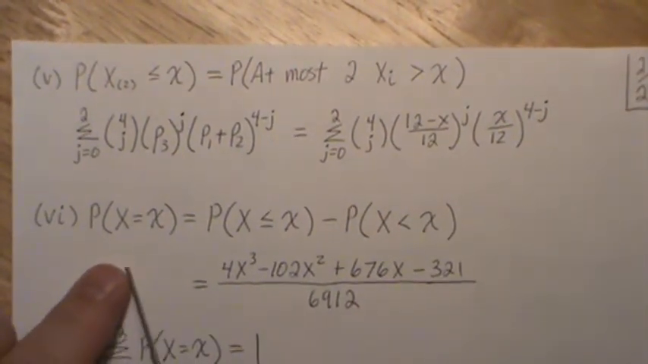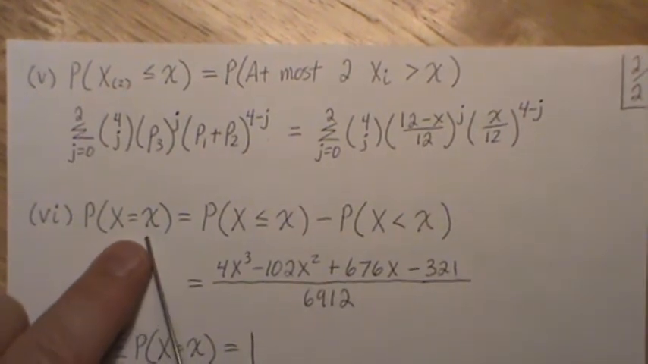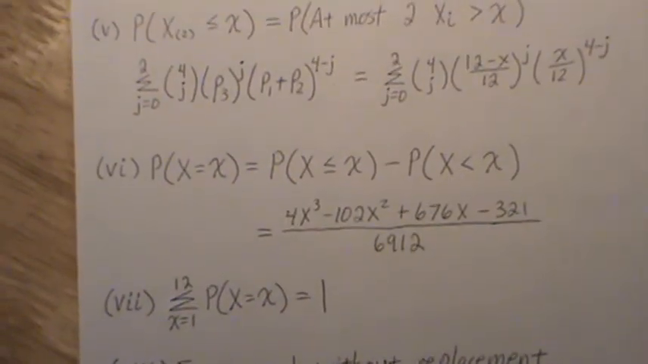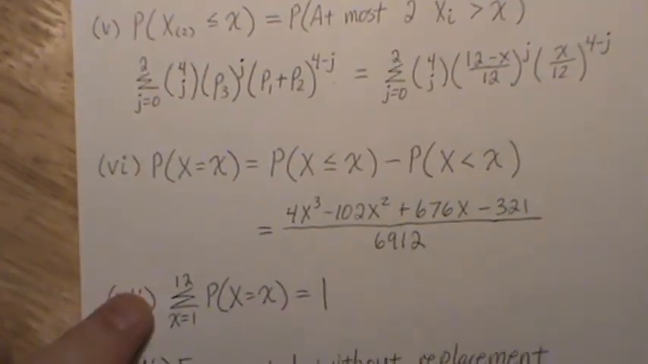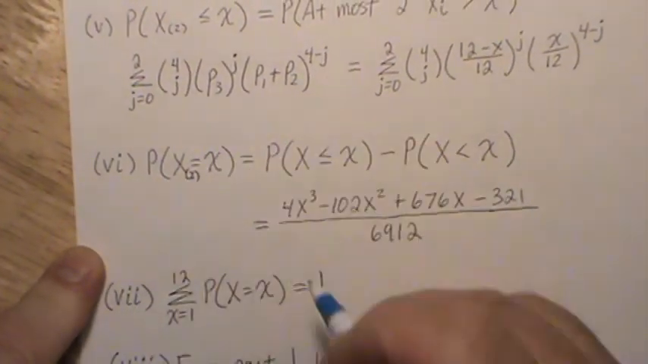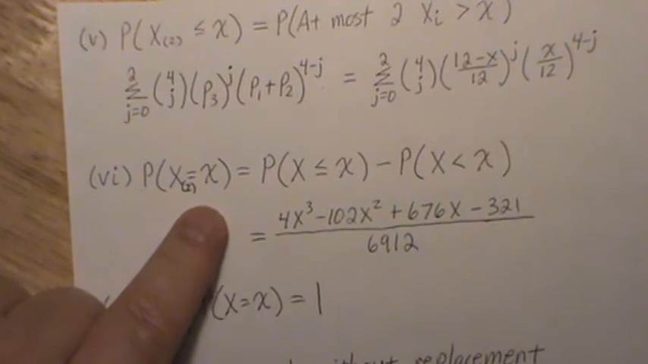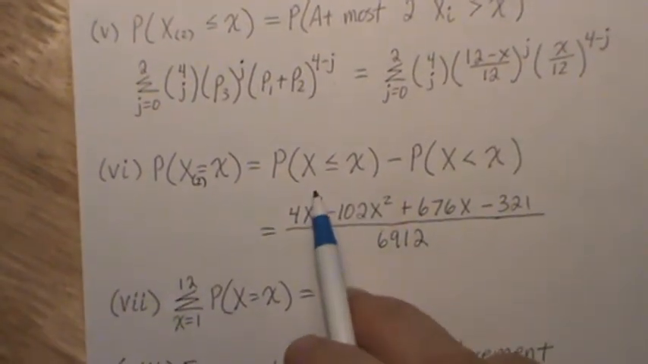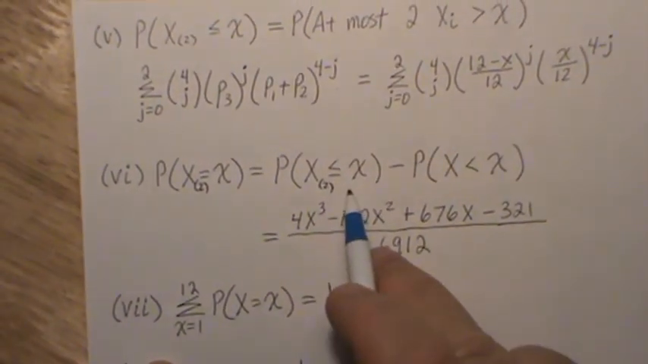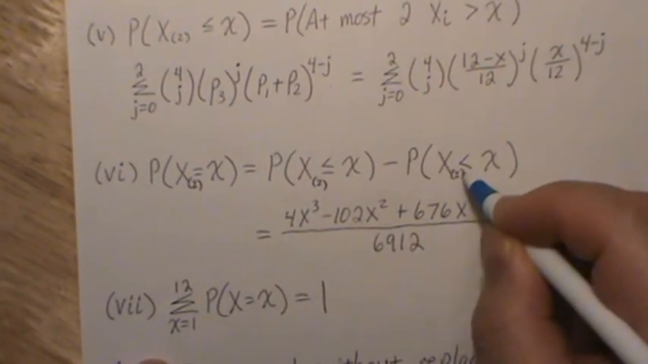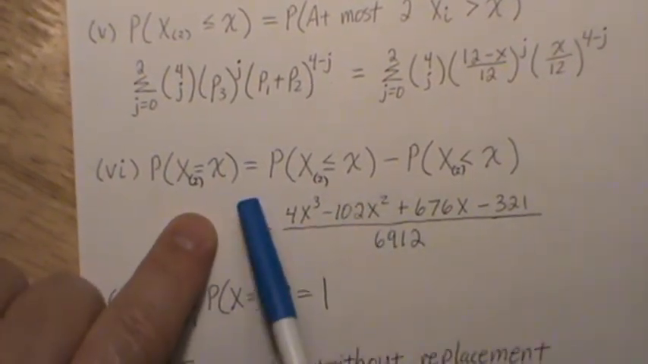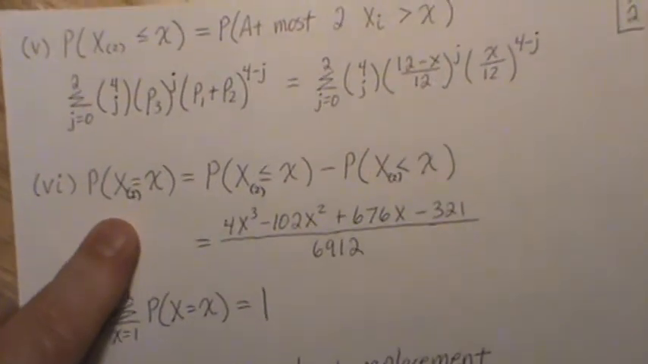So to find the probability that x2, I should say, is equal to x, it is the probability of what we just looked at: the probability that x2 is less than or equal to x, minus the probability that x2 is strictly less than x, right? So we're picking off this, and that's the only thing left.